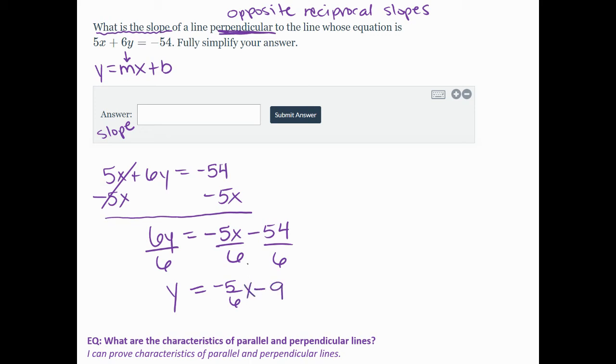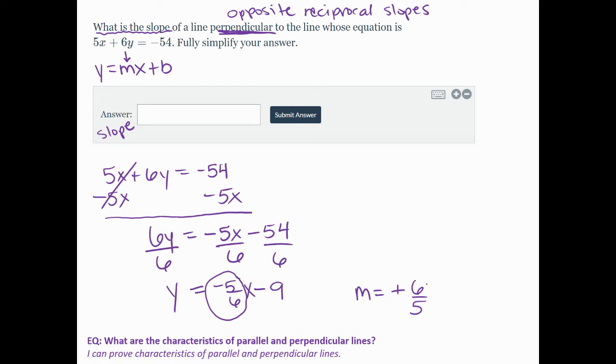There we go. So this then would be my equation, and I'm focused on the slope. So here's the slope, but be careful. This time again, we said we wanted perpendicular lines. So that means opposite reciprocal slopes. So the opposite of a negative would be a positive. The reciprocal of 5/6 would be 6/5. And that's basically in fully simplified form.